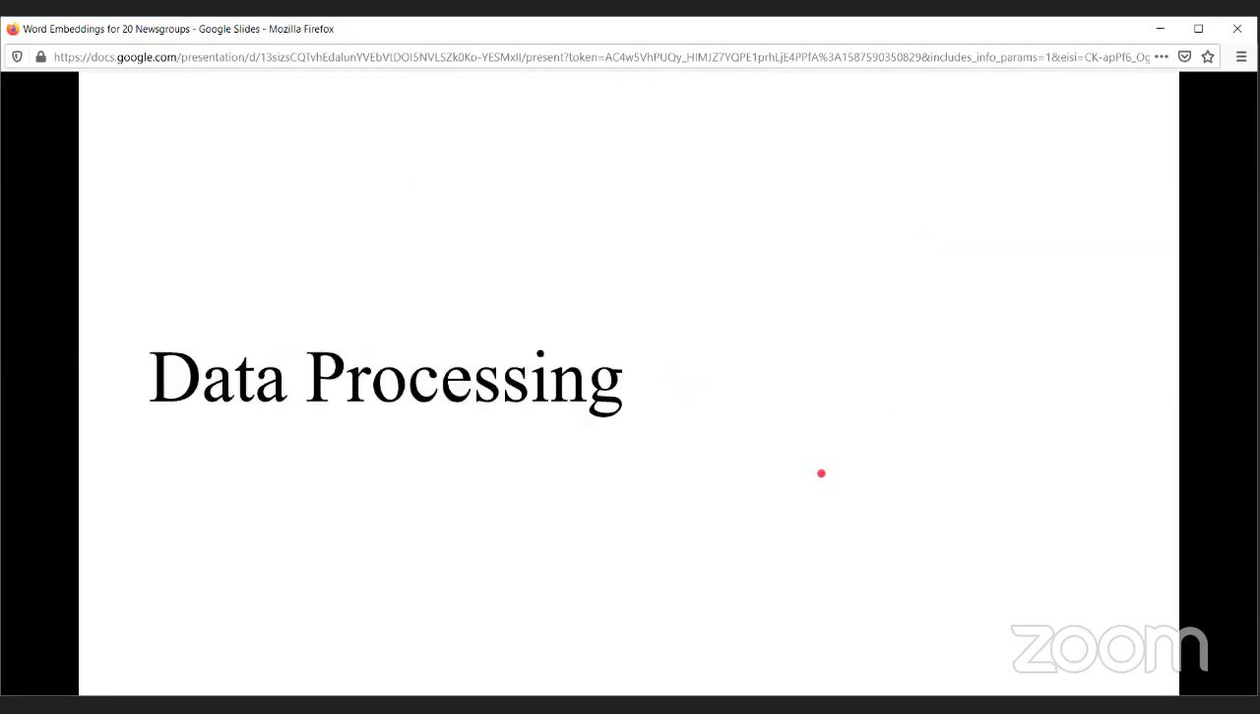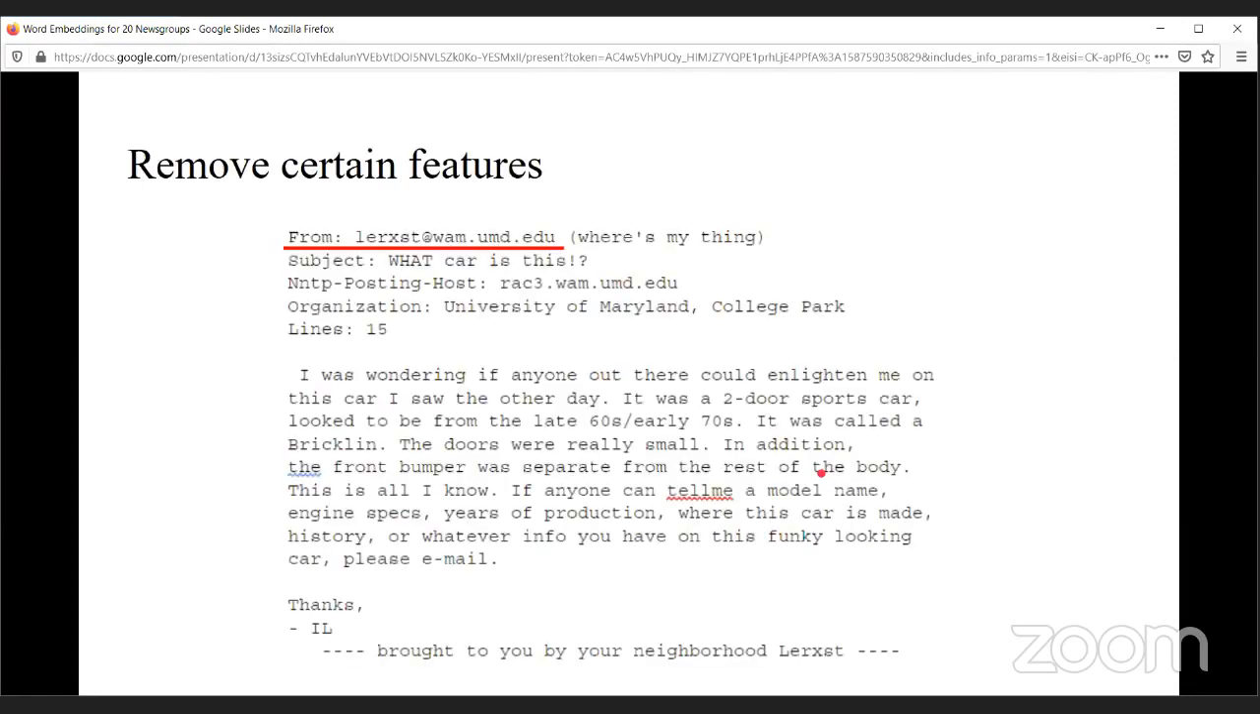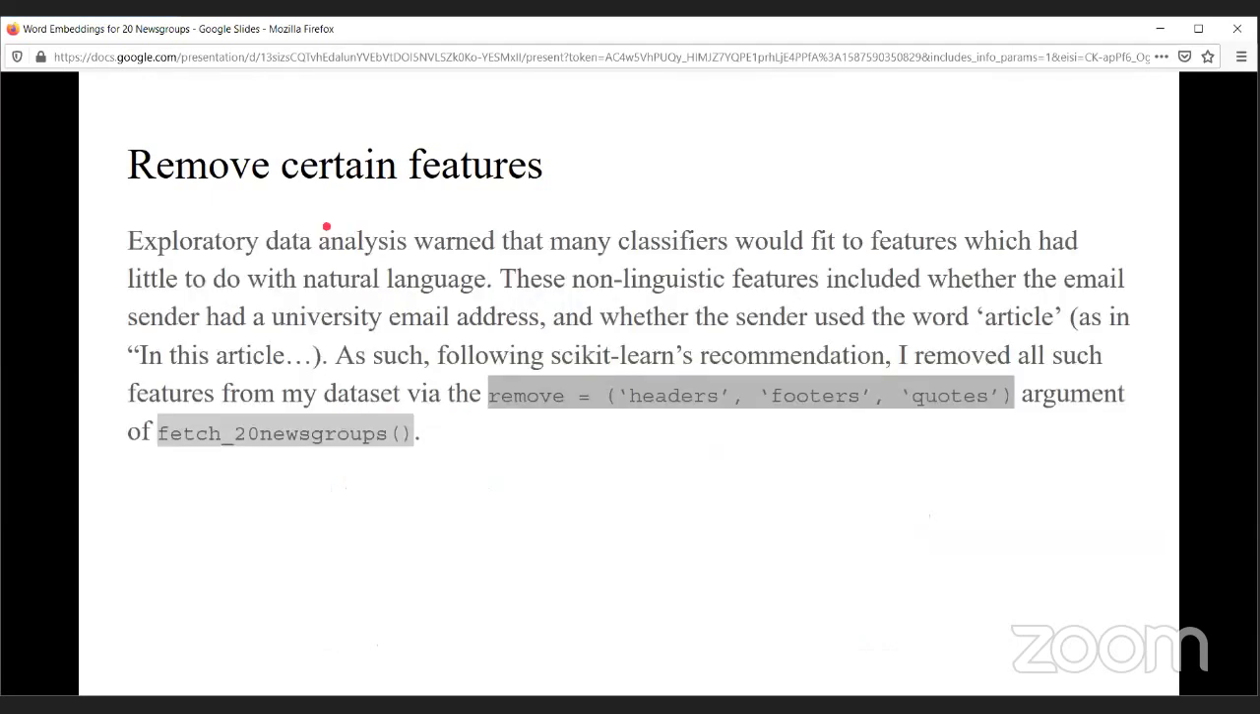Okay, so let's talk about how I processed the data. First of all, I pointed this out earlier: exploratory data analysis shows us that lots of classifiers are going to fit to features which have very little to do with natural language. Especially, the classifiers seem to be biased towards whether or not a user has a university email address. So I went ahead and removed all of those so that we would only be working with the actual natural language data.